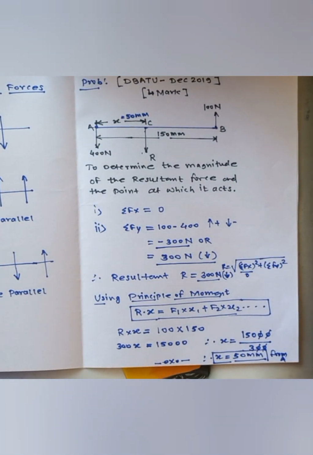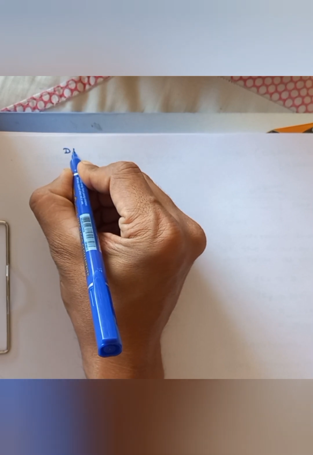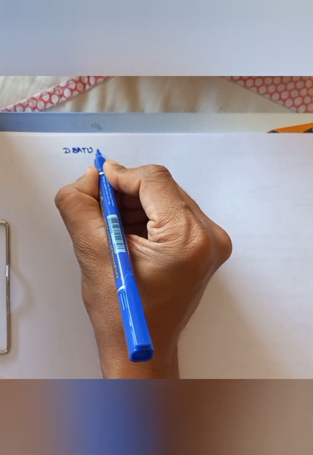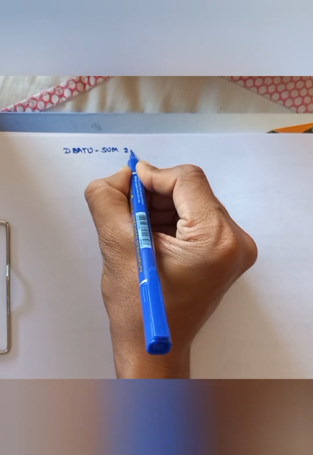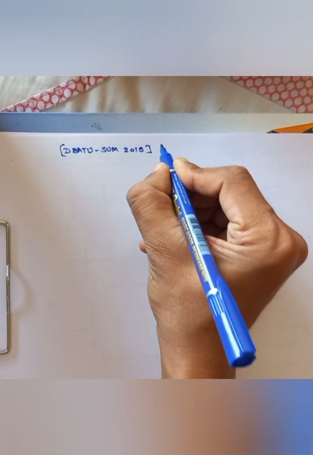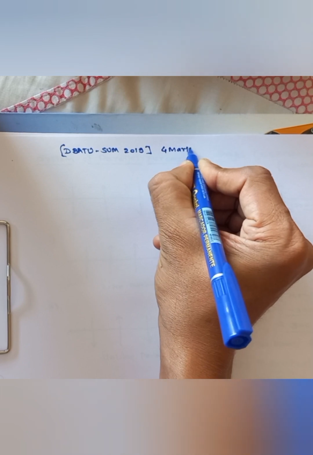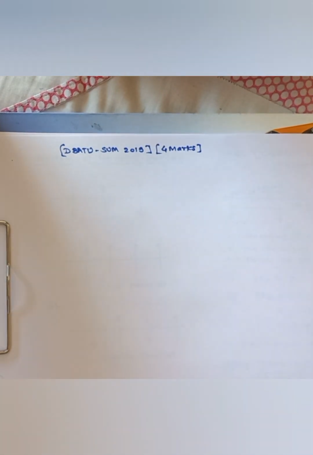Now, as time permits, let us have one more problem related to this so that you have a better understanding. I am going to consider another problem that appeared in the DBATU exam, summer 2019. This problem is again for 4 marks, and the problem is given here.